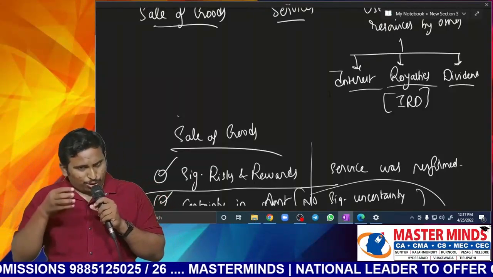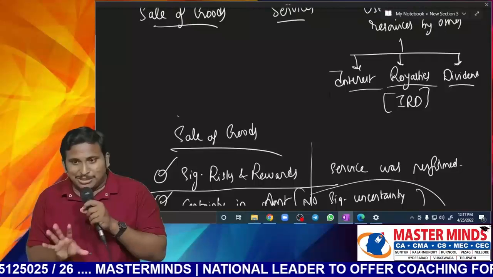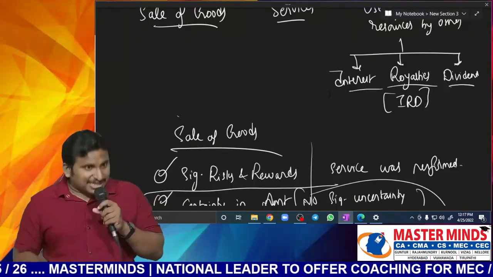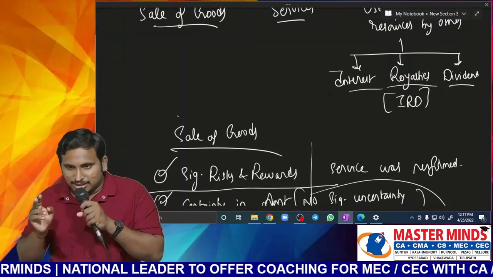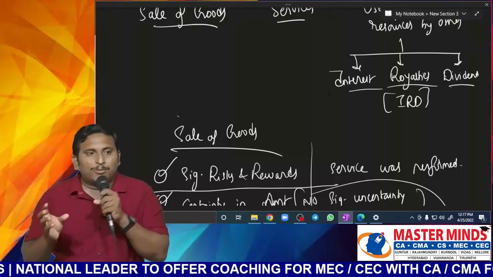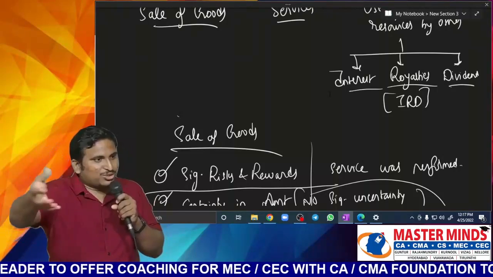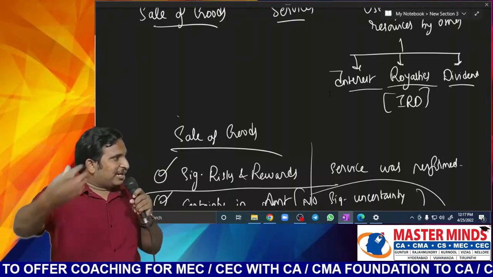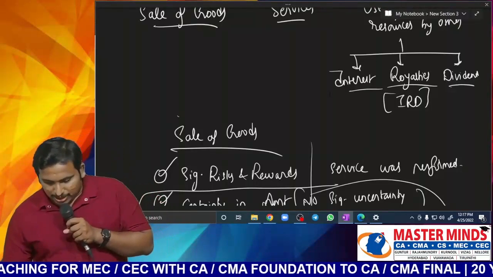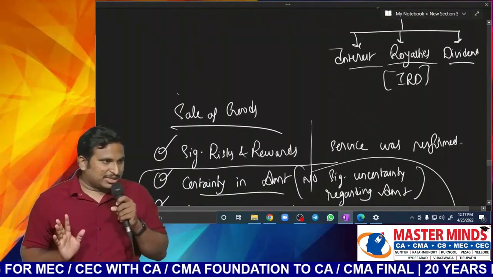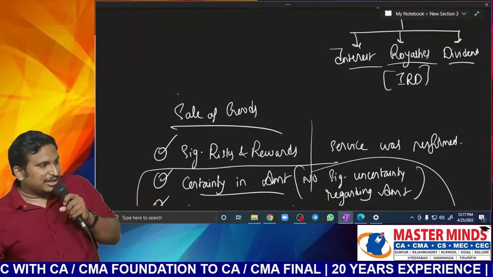Patents, trademarks or copyrights are intangible assets. By using those intangible assets, if you get any revenue, that is royalty. Is that clear, sir? If others use this intangible asset, and if they pay any amount for that, that is called royalty. Now the question is, sir, when should interest be recognized as revenue, when should dividend be recognized as revenue, when should royalty be recognized as revenue?